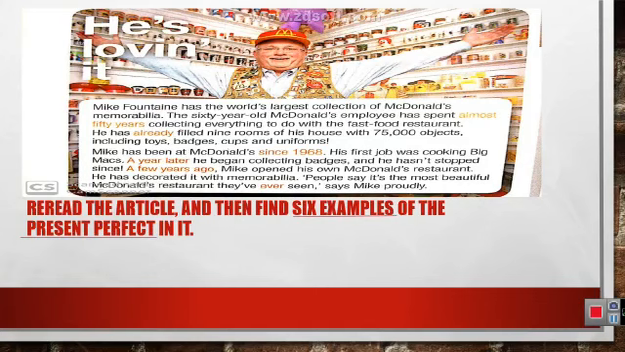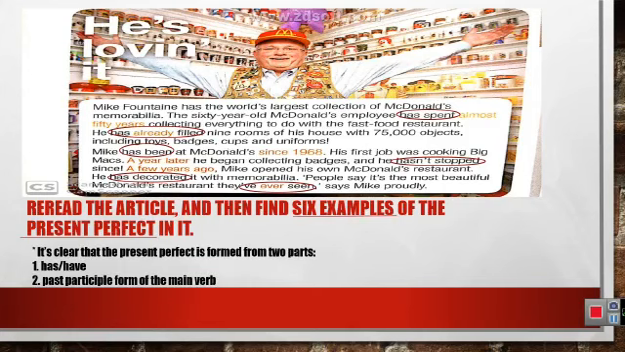Okay, the 6 verbs are has spent, has filled, has been, hasn't stopped, has decorated, have seen. It's clear that these verbs are formed from 2 parts, has or have, and the past participle form of the main verb, like spent, filled, been, stopped, decorated, and seen.